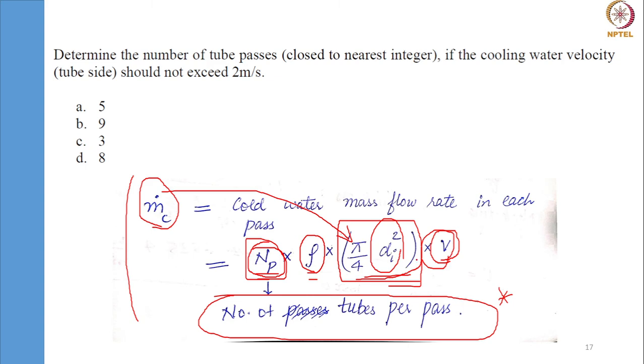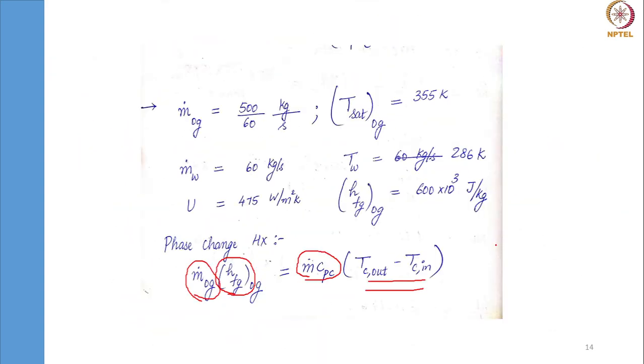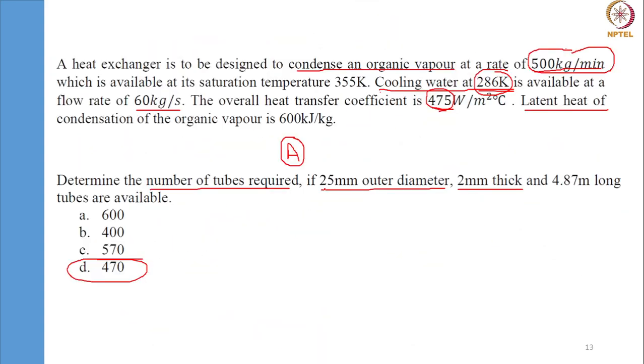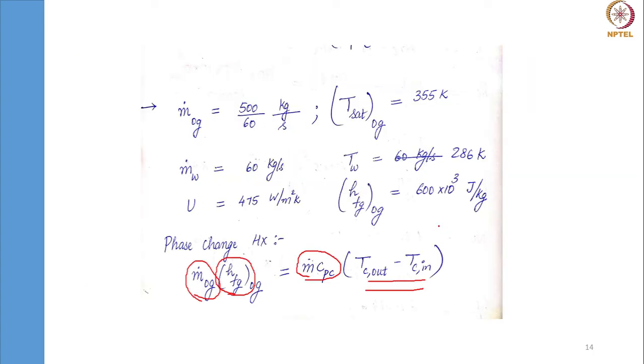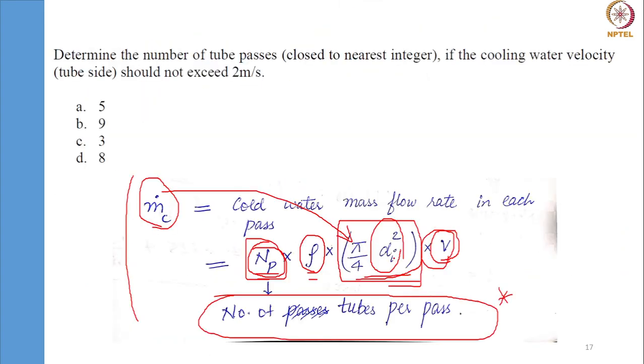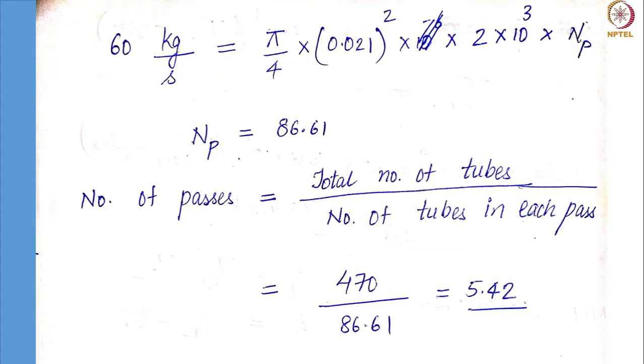Di is nothing but 25 mm minus 2 times 2 mm, so it comes out to be 21 mm, which is the hydraulic diameter that is available for cooling water to pass. So 21 mm should be taken here: pi by 4 times 21 square in mm squared times velocity of water. So we get number of tubes per pass as 86.61.